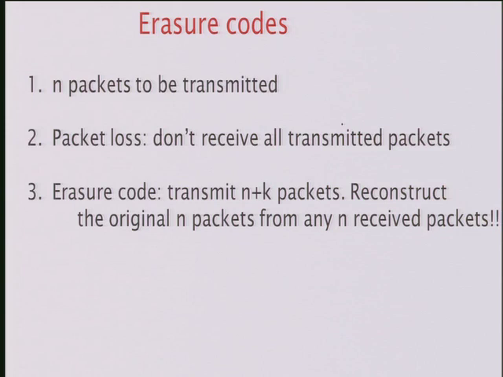So if n was 100, you don't transmit 100 packets, you transmit 120 packets. Okay? And the property you want from this erasure code is that if somebody receives, out of these 120 packets, any subset of 100 of them.